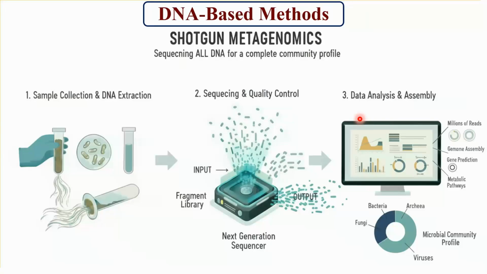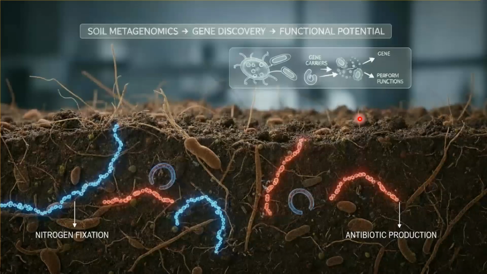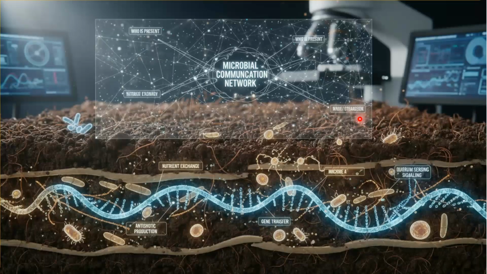Another powerful approach is shotgun metagenomics. To go beyond identification, scientists use shotgun metagenomics. Instead of targeting a single gene, this method sequences all DNA in a sample. This provides both taxonomic information, that is, which microbes are present, and functional information, that is, what genes they carry. For example, in soil samples, shotgun metagenomics can reveal genes involved in nitrogen fixation or antibiotic production. This allows us to understand not just which microbes are present, but also what genes they carry and the functions they may perform. So it answers two questions: who is there and what they can do.